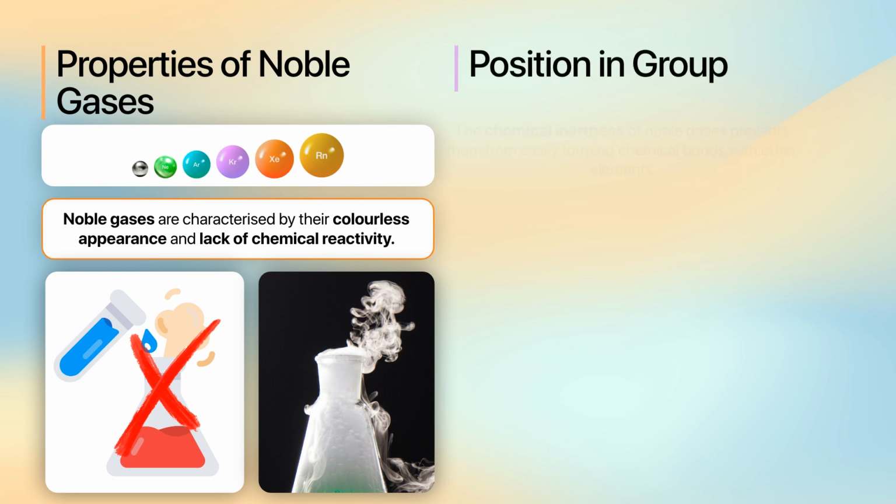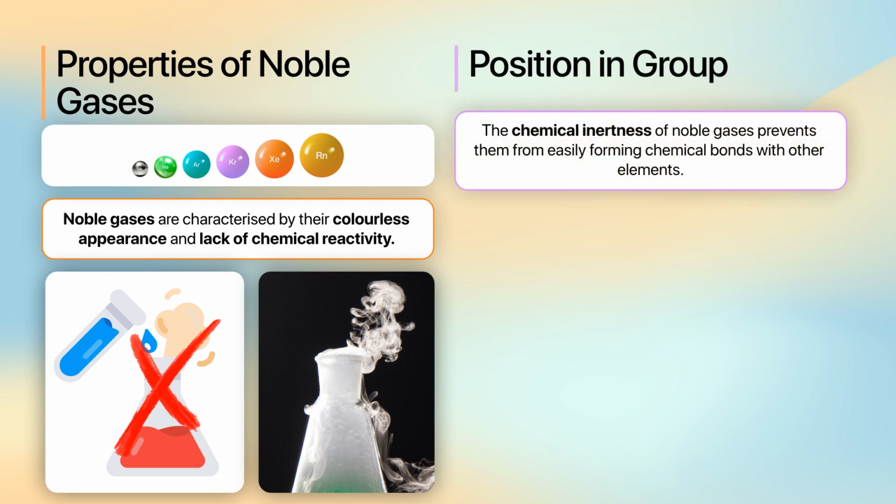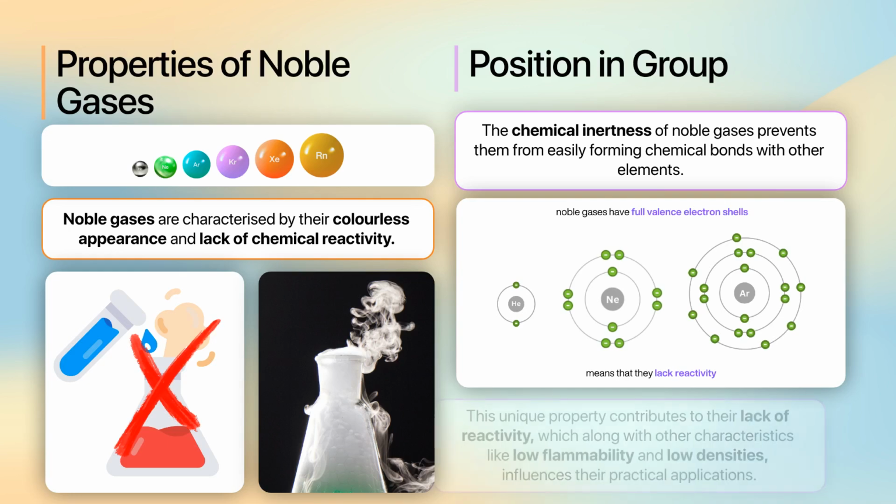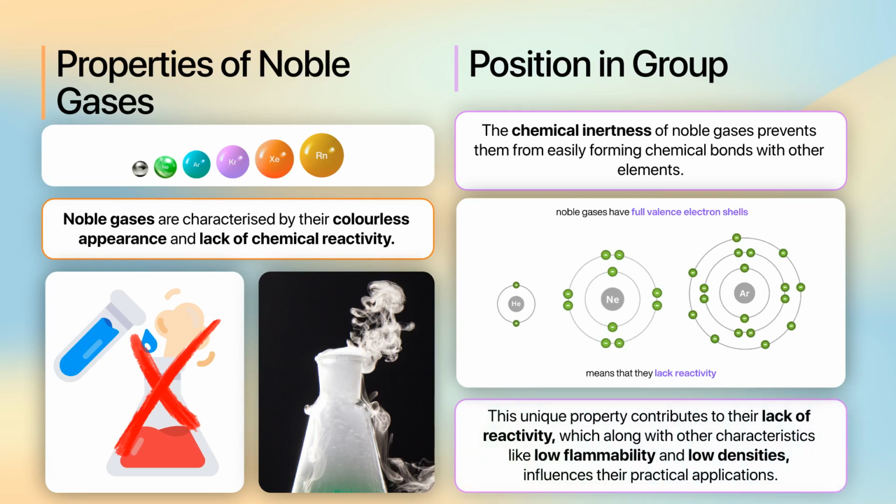In summary, the chemical inertness of noble gases, due to their full valence electron shells, prevents them from easily forming chemical bonds with other elements. This unique property contributes to their lack of reactivity, which, along with other characteristics like low flammability and low densities, influences their practical applications. This lesson has provided a comprehensive overview of the properties of noble gases, their place in the periodic table, and their practical uses, laying the groundwork for further exploration of chemical elements and their behaviors.